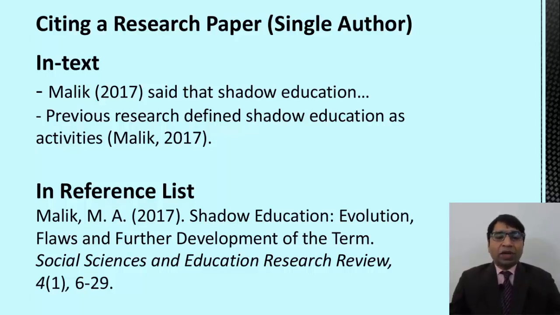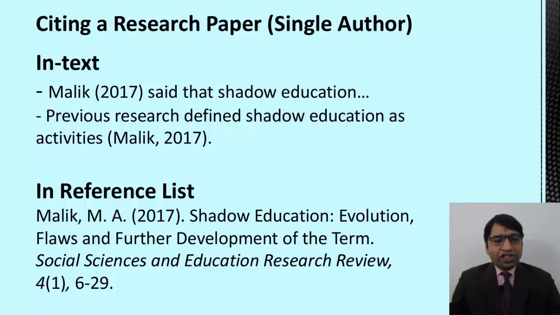Secondly, sometimes it happens that you have written a whole sentence and after that you are giving the in-text citation. That is also acceptable. For example, in the same case, we can also write it: previous research defined shared education as activities. Here, the in-text citation would be after the sentence: you give a space and then a small bracket, the last name of the author, comma, space, and then the year of publication. And then you close the bracket and then give the full stop, right?